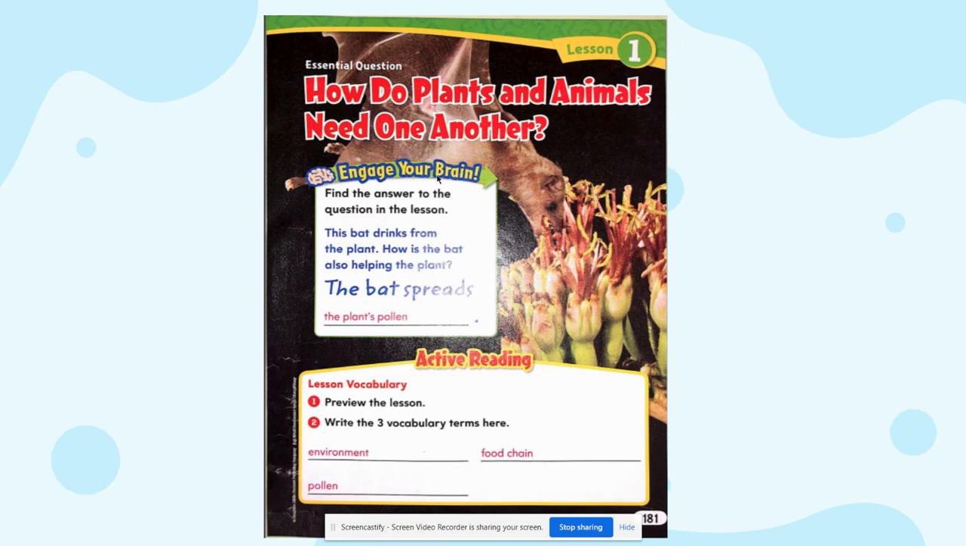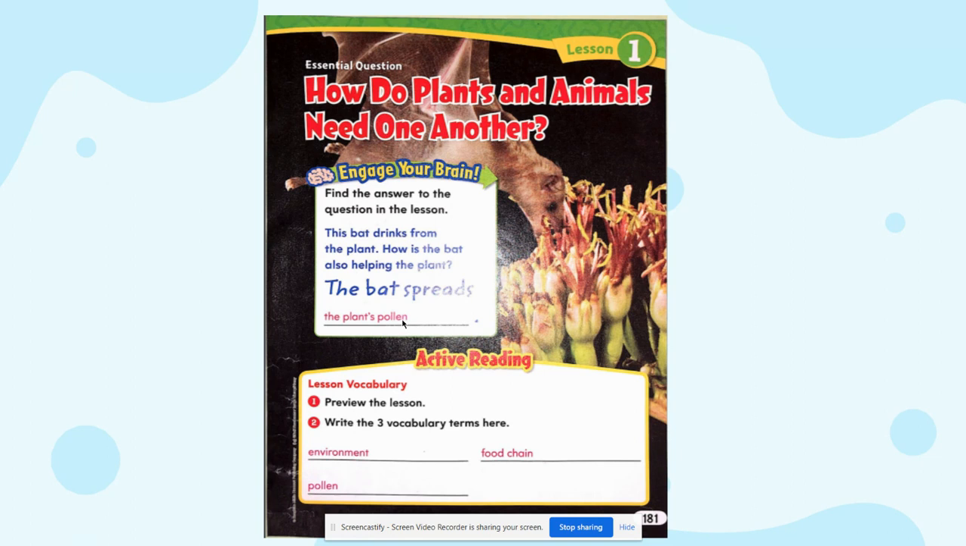Where it says engage your brain, look at the paragraph. Read the paragraph with me. This bat drinks from the plant. How is the bat also helping the plant? The plant is actually giving the bat food, right? The plant is offering the bat food, and the bat is drinking that sweet nectar. But how is the bat also helping the plant? Well, the bat spreads the plant's pollen. Remember that we talked about that in the last lesson?